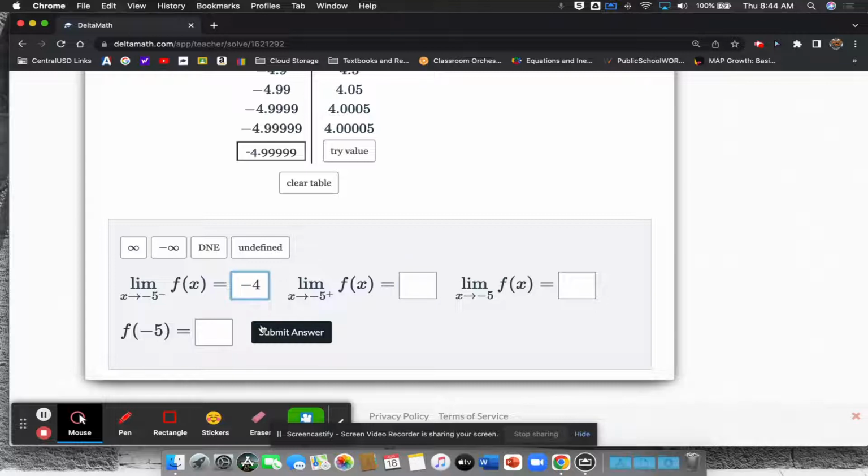Oops, did I put -4 here? I should have put positive. Was it +4 or -4? Positive, yeah, so I was wrong. 4. If they're both approaching the same number, then it's 4.